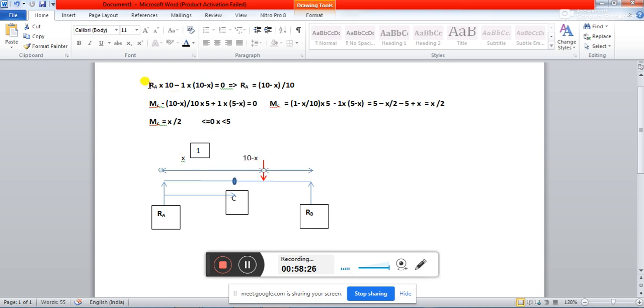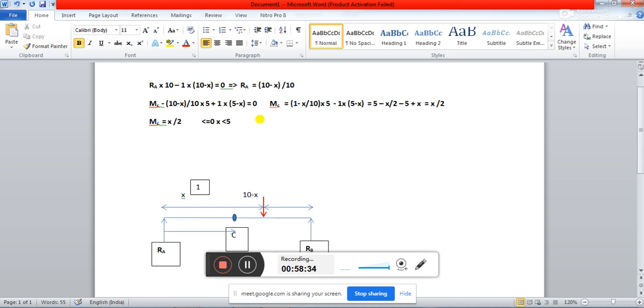Now will there be any change of your RA? Can you tell me, will there be any change of RA for the second case? Tell me fast. Will this equation change when this load comes here? No, sir. It will not change, right? Because you have just changed the position of the load x. You have crossed this load beyond this point C. You have just changed the position of the load. But your point C is remaining here, so your x is remaining here.